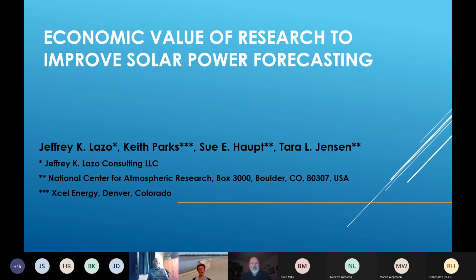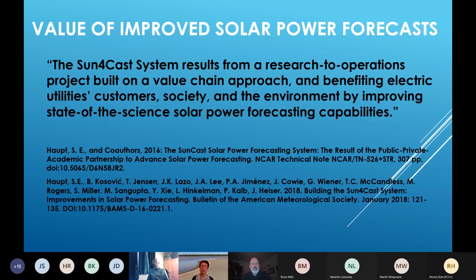So the DOE research project: the U.S. Department of Energy funded this research at NCAR. Sue Haupt was the lead PI on this, where we're looking at improving forecasts for utility scale solar power generation, largely improving solar irradiance forecasts, so they knew how much power they were going to get off their solar power facilities. There's a couple papers and reports on this available.